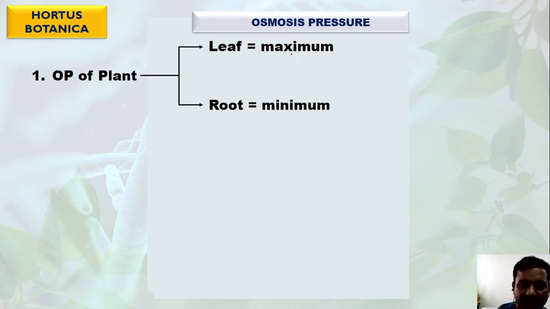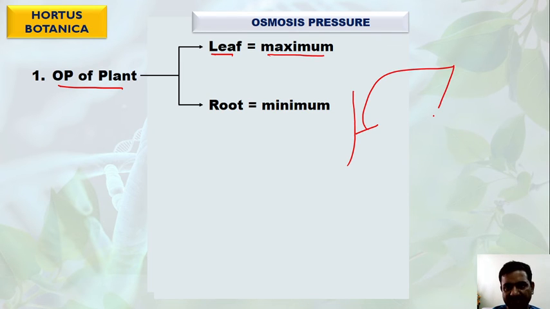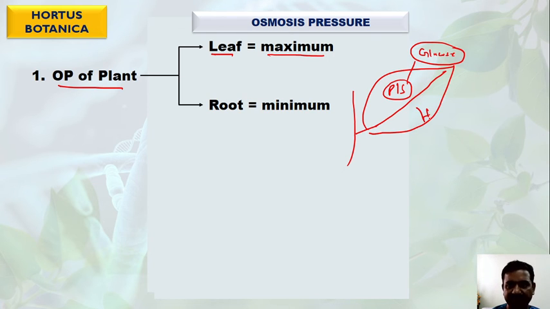Now, when we talk about osmotic pressure, in the plant we have the leaf, and here the osmotic pressure is maximum. Why? You all know in a plant the leaf performs photosynthesis, and due to photosynthesis there will be glucose formation, and if there is glucose, it will make it a hypertonic solution. That's why the leaf has maximum OP. In the root we have the minimum, right?